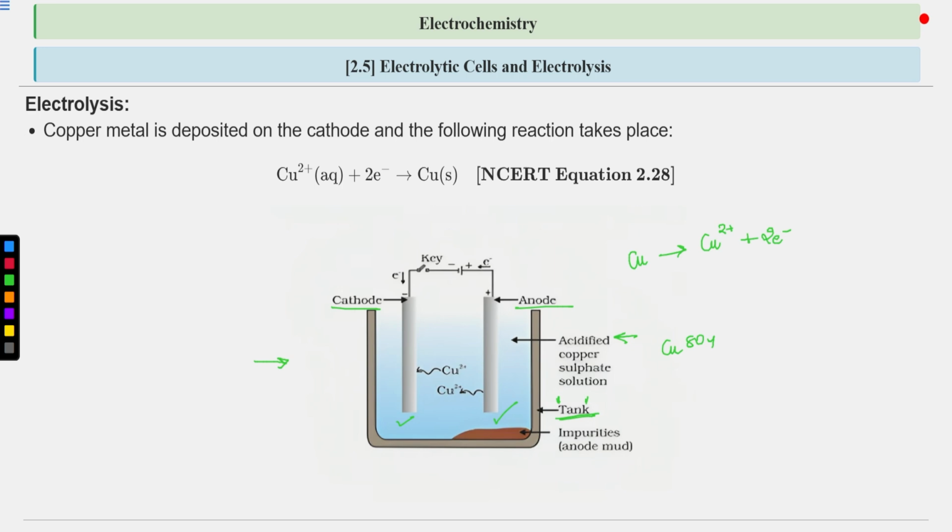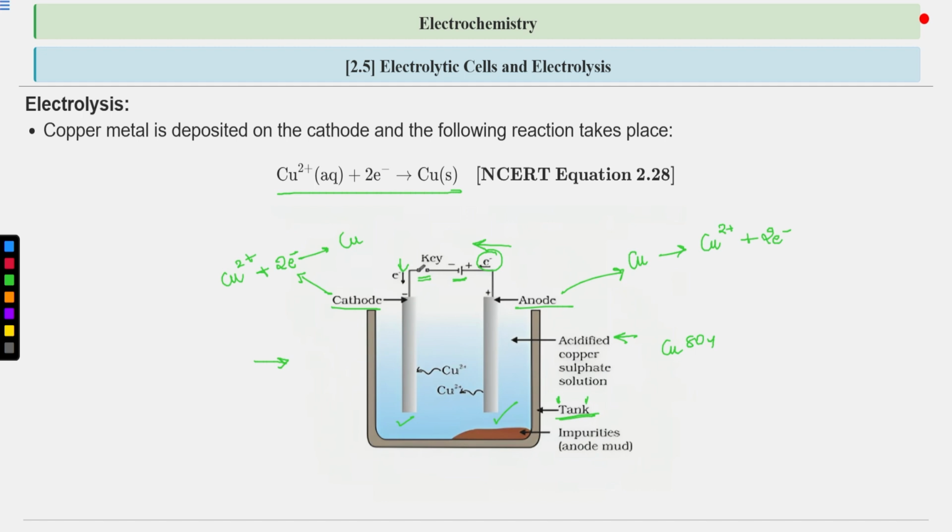And at the cathode, what is the reaction happening? It is given by Cu2+ plus 2 electrons, which will give you copper. So at the anode this reaction is happening, and at the cathode this reaction is happening. Now you can see that both electrodes are connected through a wire where a key and a voltage source are attached. In this direction, electrons are flowing. When you close this key, the current will flow through this wire, and a DC voltage will apply to this two-electrode system.